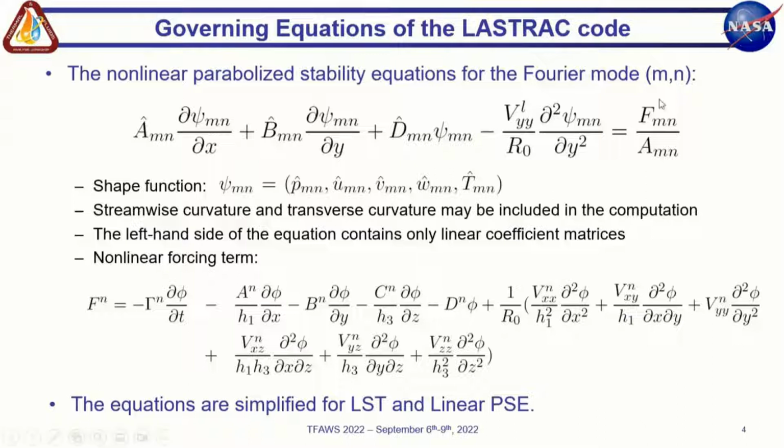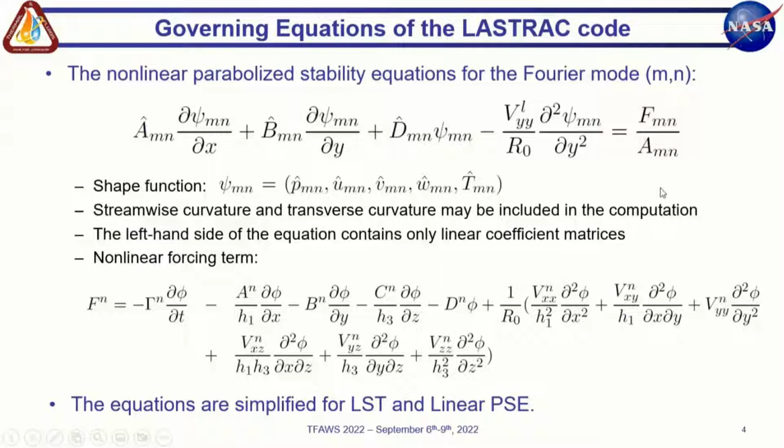For nonlinear PSE, we have this forcing term. This equation is for a Fourier mode in m and n, one in time and one in the spanwise direction. The nonlinear forcing term includes all these nonlinear terms. Essentially, this is the coefficient matrix from the governing equation that included the nonlinear component. So everything nonlinear is moved into this nonlinear forcing term.